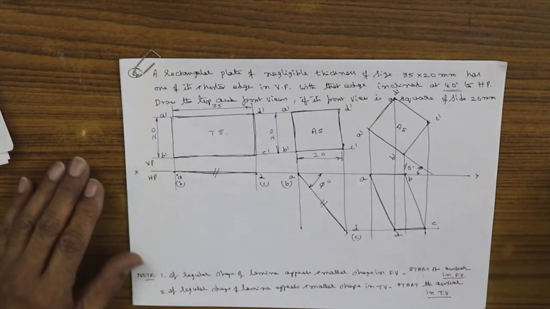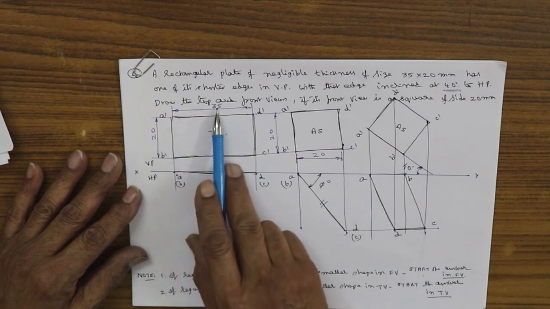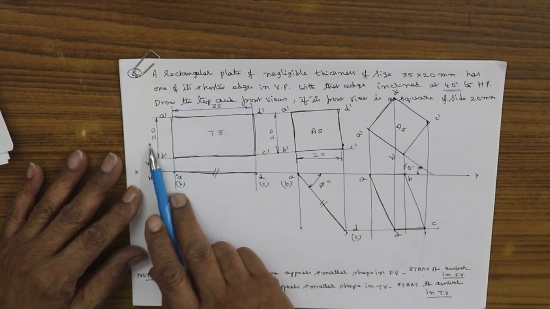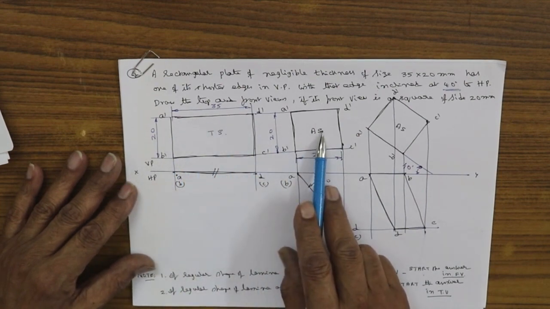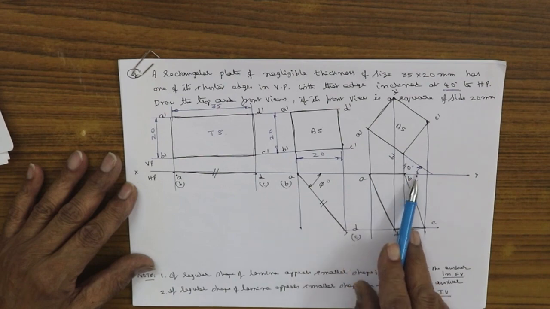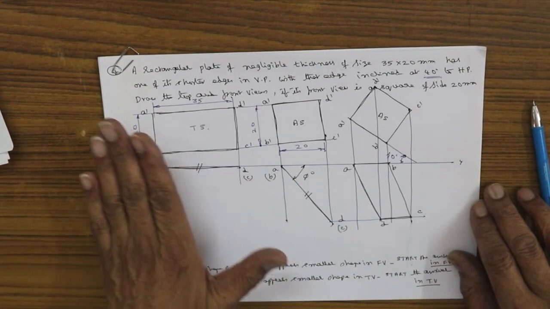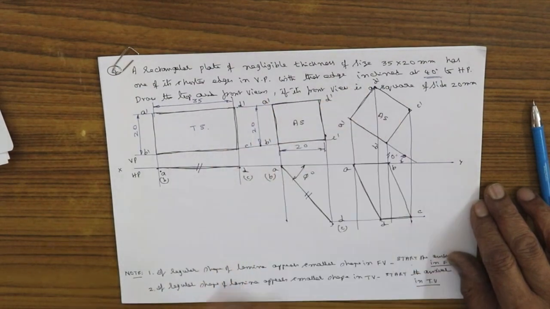That's the final answer. It says, as per the data here, a rectangular lamina of 35 mm, 20 mm appears like a square in the front view, which I got, and the edge which is touching is the 20 mm shorter edge. That is inclined to HP at 40 degrees. So that's how we have here the apparent view, which is tilted by 40 degrees.